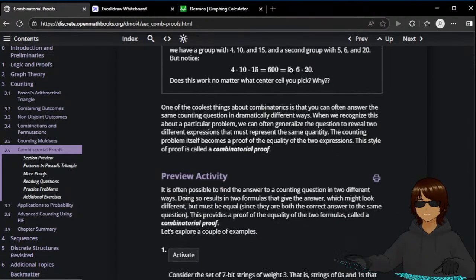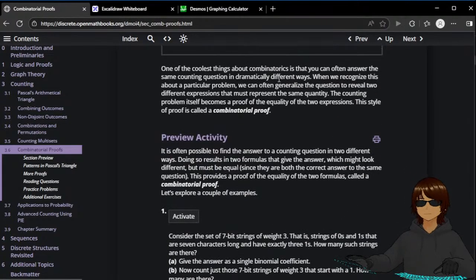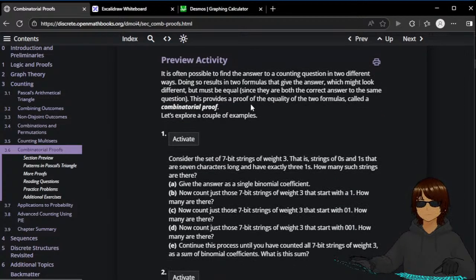So this here is true. And the coolest thing about combinatorics is that you can often answer the same counting question in dramatically different ways. When you recognize this about a particular problem, you can often generalize the question to reveal two different expressions that must represent the same quantity. The counting problem itself becomes a proof of the equality of the two expressions. This style of proof is called a combinatorial proof.